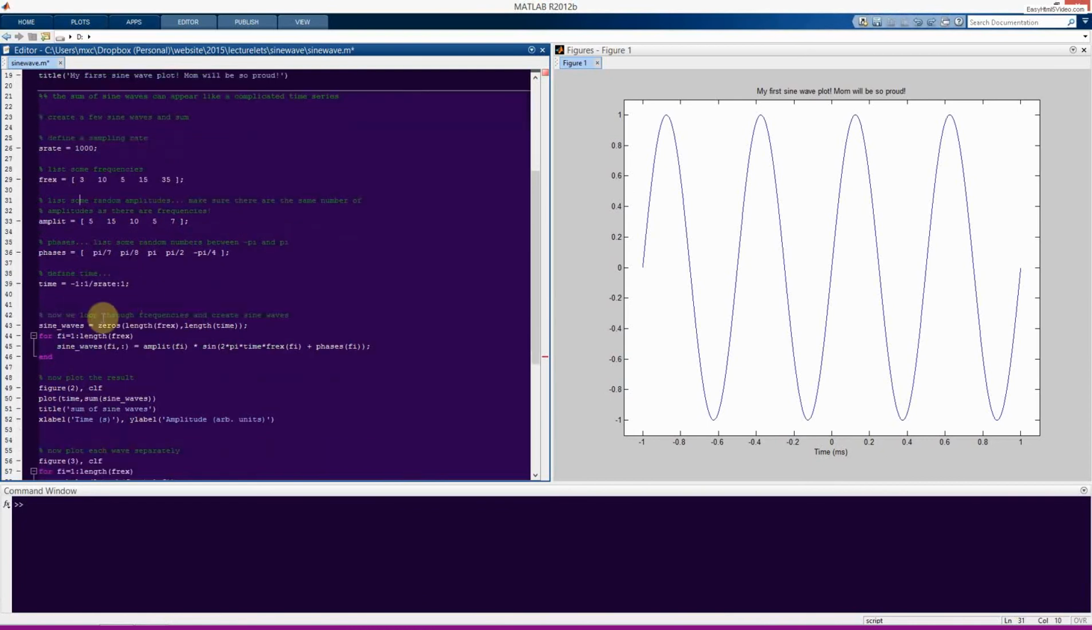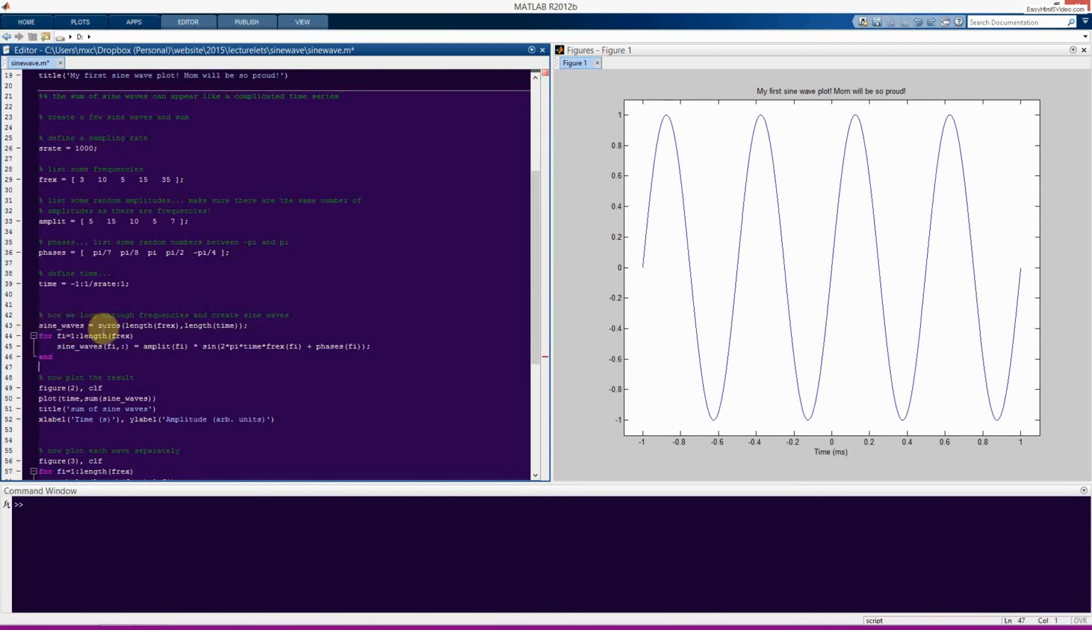Okay, and so here in this loop, we are creating sine waves, and you can see this looks very similar to the code you've seen before. The main difference is that the frequency, the amplitude, and the phase are going to be different at each iteration inside this loop. And that's going to allow us to generate a matrix of individual sine waves.